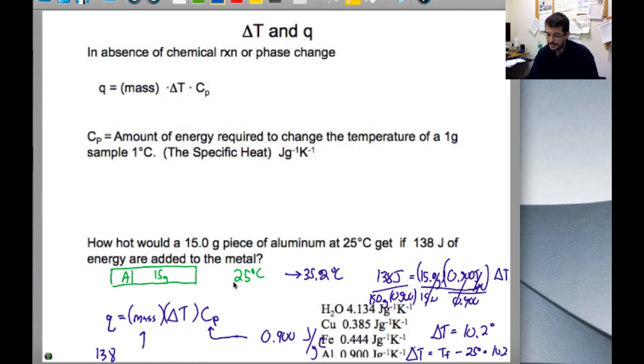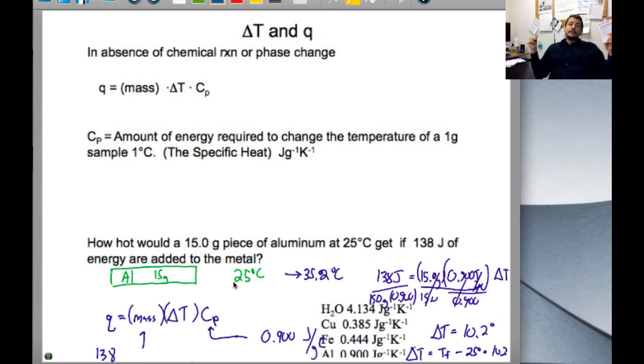So adding 138 joules of energy to a 15-gram block of aluminum raises the temperature a lot, 10 degrees centigrade. This is also how you determine specific heats for many materials. You have a known mass, you add a known amount of heat, and you end up with a temperature change. And from that temperature change, you can calculate heat capacity. It's a common problem in the book. Any three of these you can use to calculate the other. The trick is just having the same units.